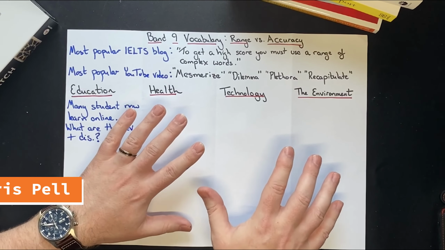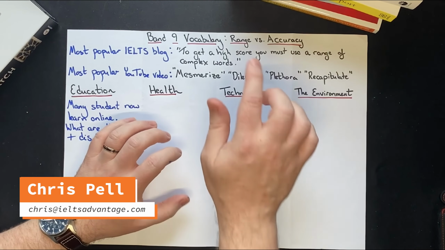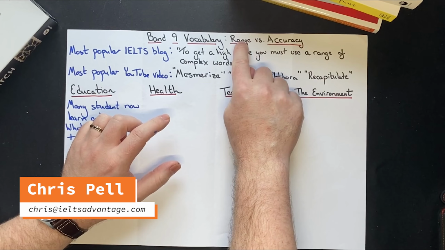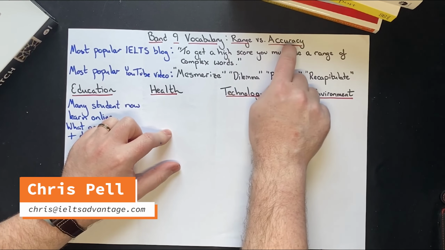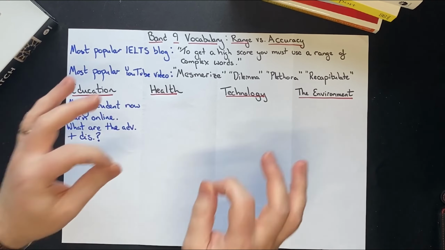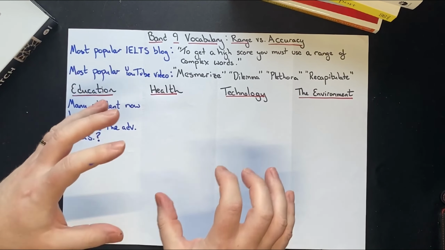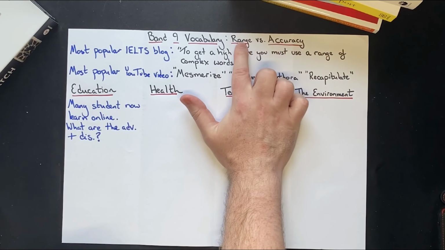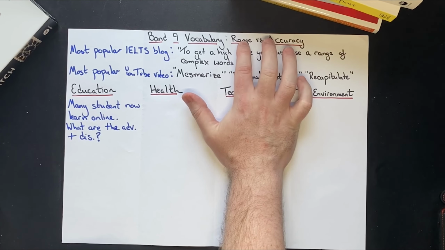In this video, we're going to focus on vocabulary, specifically the difference between range and accuracy. Range and accuracy are the two things that the examiner will be thinking about when they're assessing your vocabulary on test day. And there's a huge misconception about what range actually means.